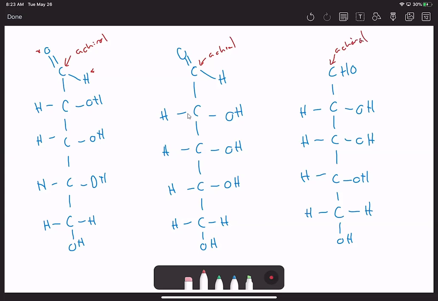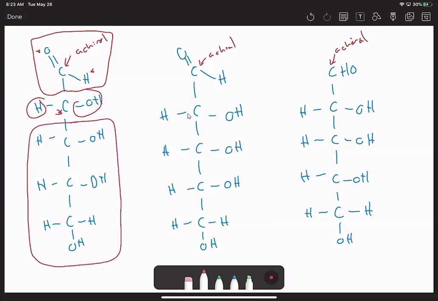All right, so let's take a look at this next one here. This carbon here, and I'm going to circle everything that's attached to it. I have this thing that's attached, this thing, and then this thing. So is that a chiral carbon? Yes, that carbon is chiral. Now I'm going to go to the next one. So now we're taking a look at this carbon here. And here I have this thing.